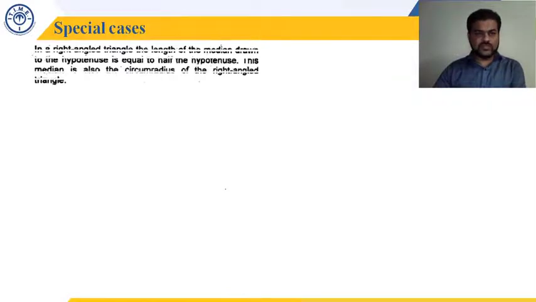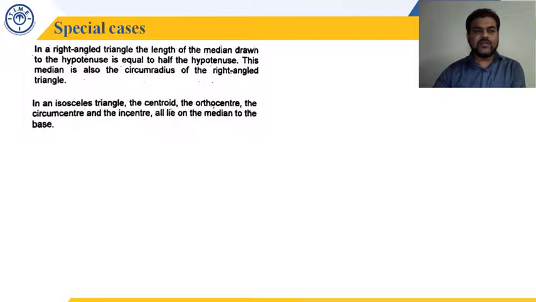Let's look at some special cases. In a right angle triangle, the length of the median drawn to the hypotenuse is equal to half of the hypotenuse. This median is also equal to the circumradius of the right angle triangle. In an isosceles triangle, all these four geometric centers will lie on the median to the base, so they will be collinear.